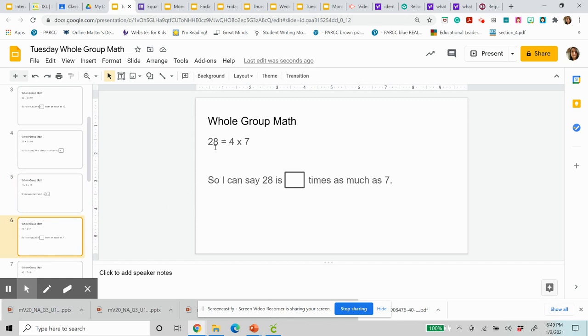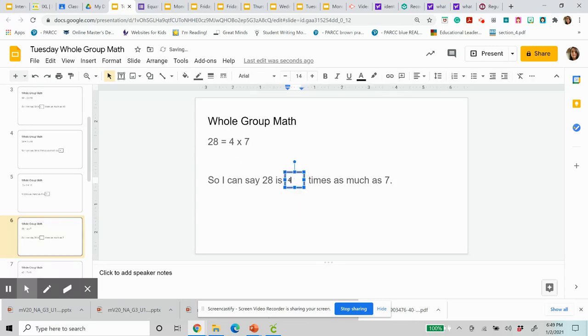28, let's look at this equation. 28 equals 4 times 7, right? 28's the product, factor, factor. All right, so I can say 28 is blank times as much as 7. So how many 7s do we need? Right? It tells us right up here. 4.